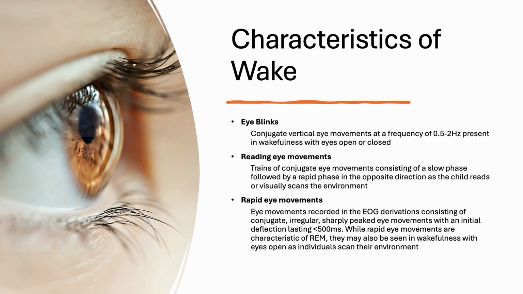Rapid eye movements are eye movements recorded in the EOG derivations consisting of conjugate, irregular, meaning there's no pattern, sharply peaked eye movements, sometimes we call these eye clicks, with an initial deflection lasting less than 500 milliseconds. While rapid eye movements are characteristic of REM, they may also be seen in wakefulness with eyes open as individuals scan their environment.